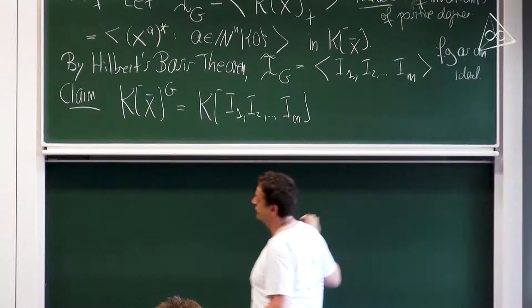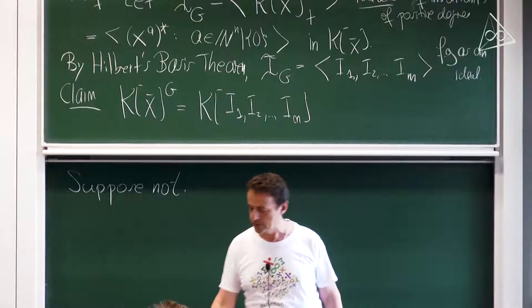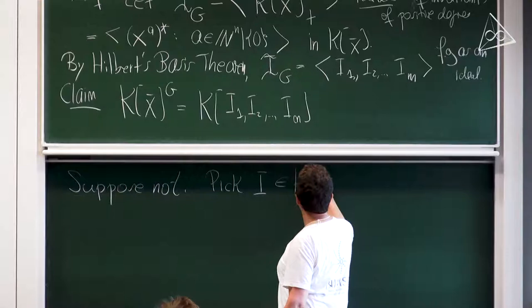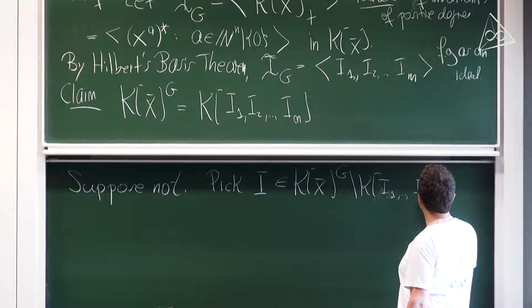So here's where the theology comes in, right? It's by contradiction. So suppose not. Suppose they don't generate. I'm going to derive a contradiction. Here's where the non-constructive argument begins. Well, then there's something in the difference, right? Then there will be some invariant, let's call it I, that's a non-zero polynomial that's invariant, but it's not yet in the subalgebra that I have, right?